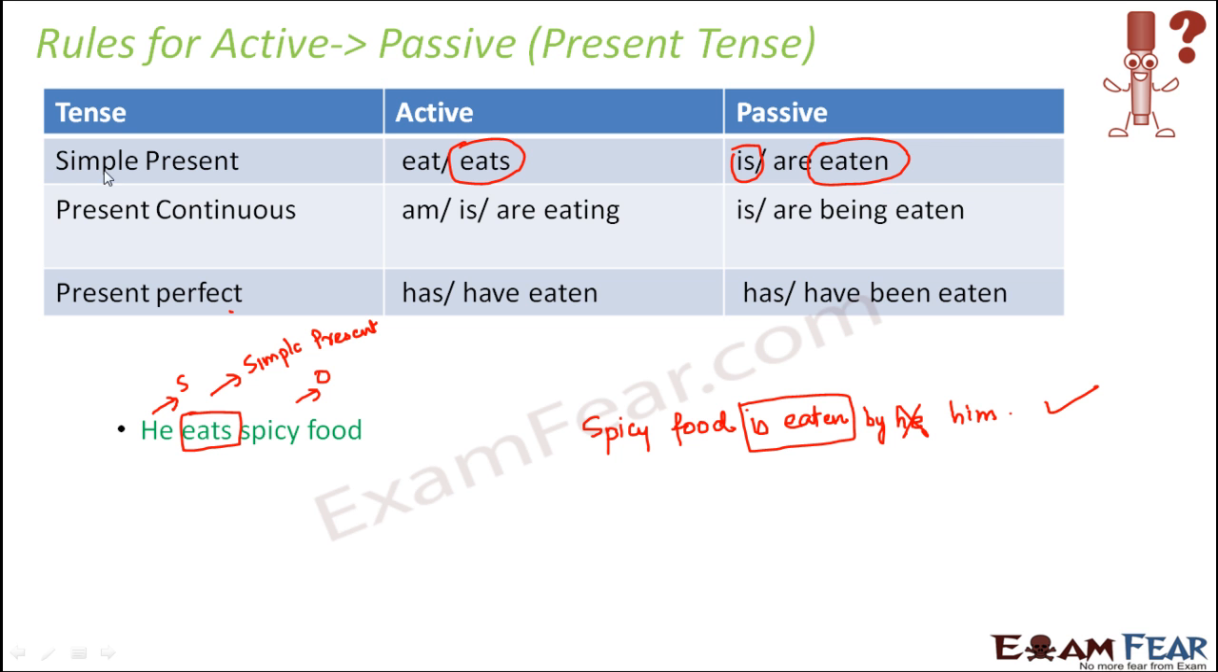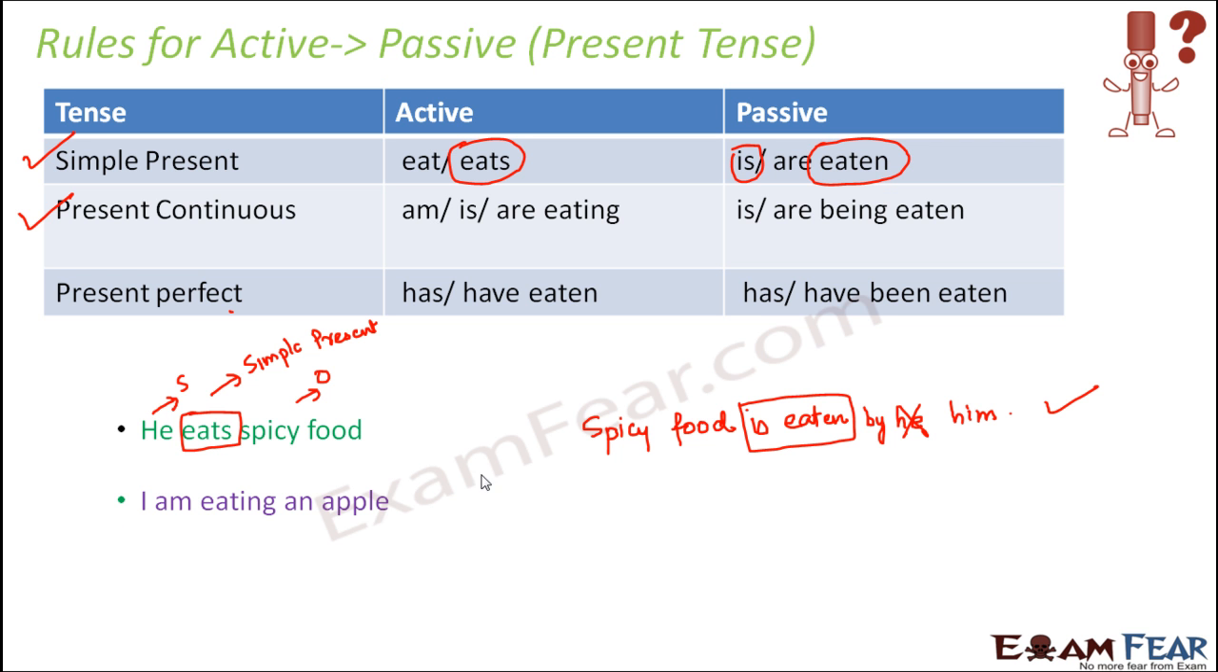Now before that, let us look at this table. So whenever in the active voice it is in simple present tense, eat or eats will get converted to is eaten or are eaten. If it is present continuous tense, that means something like this: I am eating an apple. That means I am right now eating that apple. So it is continuous. It is present tense and it is also continuous. It is happening right now. It is continuing to happen. So that is present continuous.